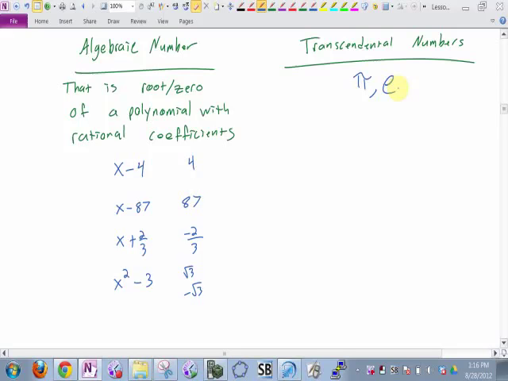I actually had a professor who was like, hey, I got a trick for you so you can always remember what e is. 2.7, Andrew Jackson. I'm looking at it like, I don't know what year Andrew Jackson got elected president. That doesn't work for me. But I thought, it's still kind of cool.